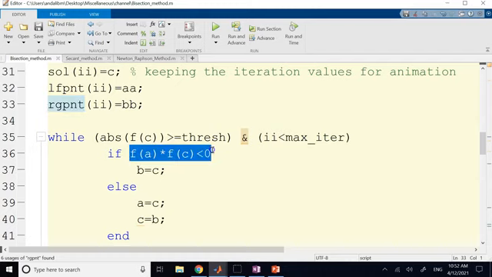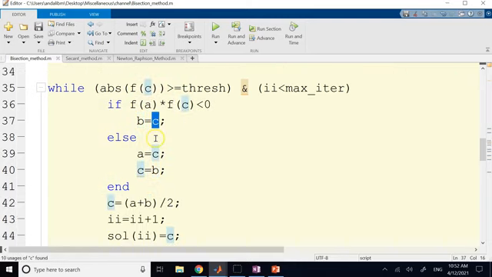If f of a times f of c is negative, which means the root is between a and c, then what would you do? If the root is between a and c, you're not going to change a, you're not going to change the left side. Keep the left side as is, but the right side, change it to the midpoint. On the other hand, if f of a times f of c is not negative, it means it is positive, so it means the root is on the right hand side between c and b. Then if it's between c and b, basically you have to change a to now be c, and then you have to plug in the value of b into c.